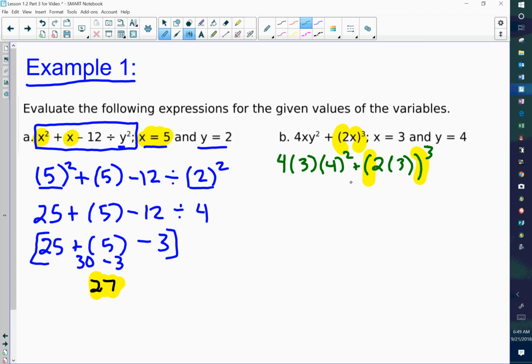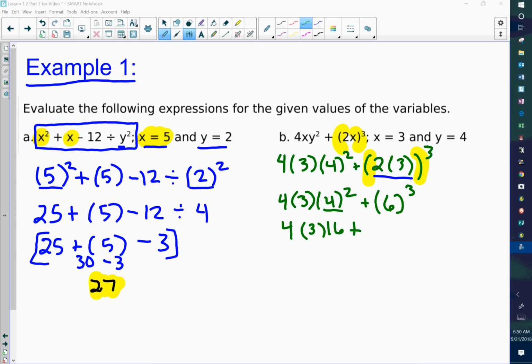All right, now I go through the problem, working through the order of operations, looking first for parentheses, and I have some right here. So inside the parentheses, I'm going to perform this multiplication. 2 times 3 is 6, raised to the third power, plus, and then I write the rest of the problem. Now I'm going to look for exponents. I go through the problem. 4 to the second power is 16. That's still multiplied by 4 and 3, plus 6 to the third power, which is 216.